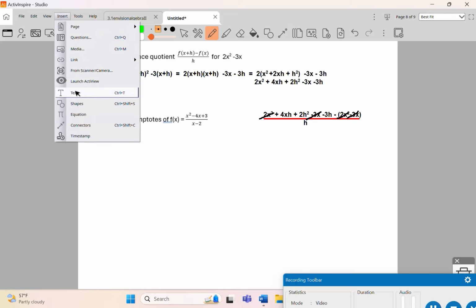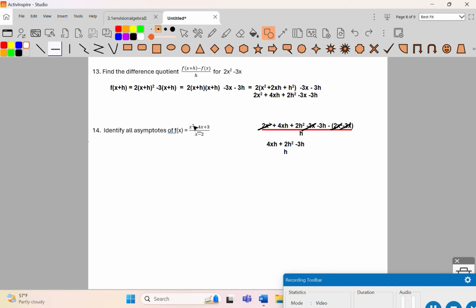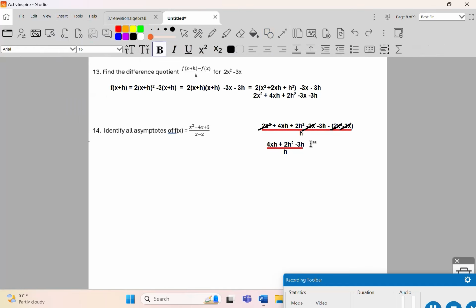What am I left with? I am left with 4xh plus 2h to the second minus 3h all over h. Each of these three pieces has an h, so that h can be divided out. We have 4x plus 2h minus 3, and usually you put the h at the very end. What you actually found is something called the derivative, but it's 4x minus 3 plus 2h.